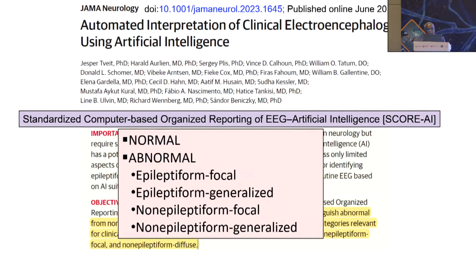Through machine learning, the machine was taught to distinguish between normal and abnormal EEG, and also to further categorize the abnormal EEG into focal epileptiform, generalized epileptiform, focal non-epileptiform, and generalized non-epileptiform. They found that there is more than 80% specificity in distinguishing by machine learning. But they also concluded that, in order to verify whatever the artificial intelligence has reported, our help is required.